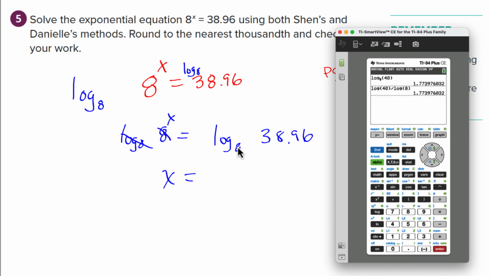Log base 8 of 38.96. We're going to hit math. We're going to go up to log base. So it's log base 8 of 38.96. Figure all that out. We get 1.76. And that'll be our answer for this one.